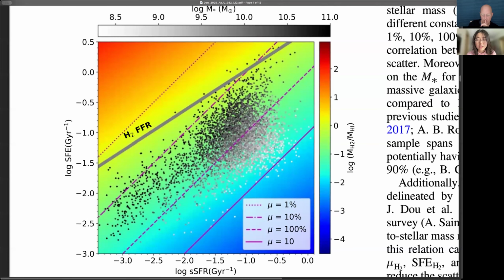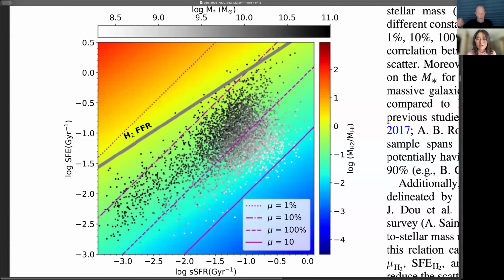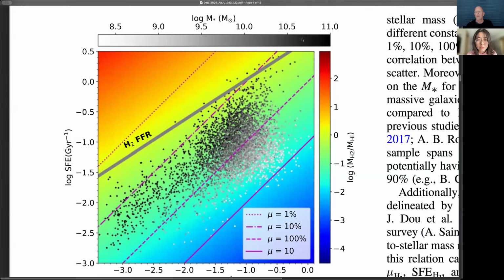you can see that the H2 to H1 ratio actually is correlated with the galaxy stellar mass. More massive galaxies tend to have larger H2 to H1 ratio, which means that they are more efficient to convert H1 to H2 compared to the low mass systems. For reference, in this plot we also show the star formation efficiency versus specific star formation rate for the H2 gas, which is marked as a gray thick line.